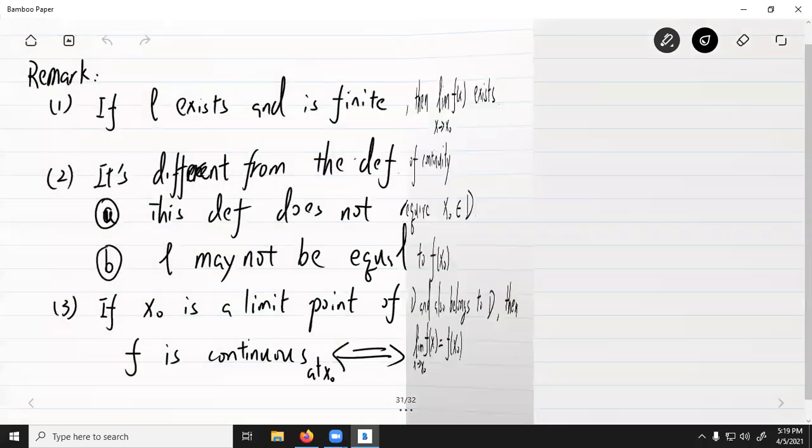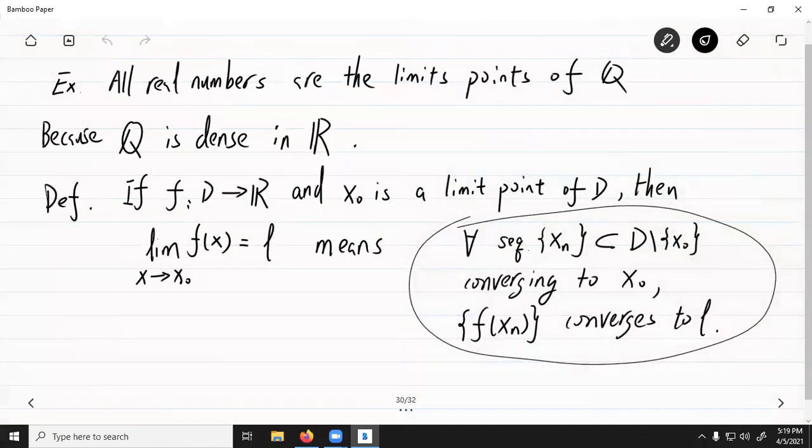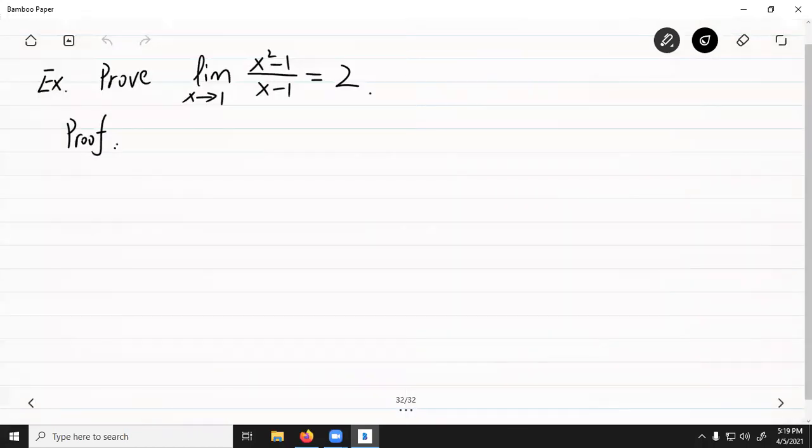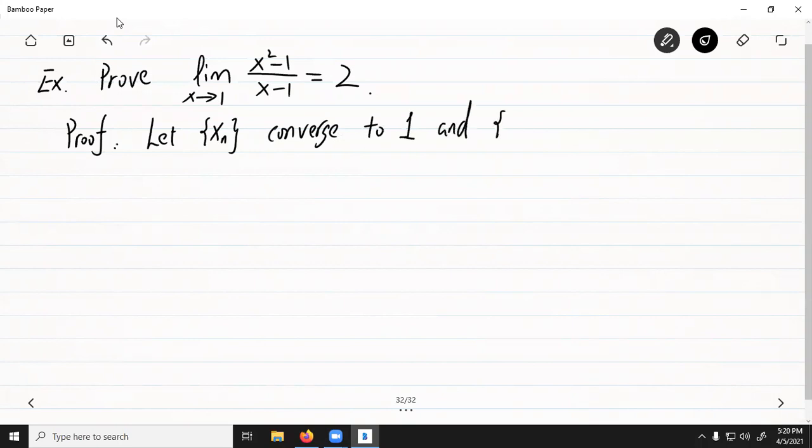So the definition says for any sequence converging to this number. Now our x0 equals 1, right? So now we let xn be a sequence converging to 1, and xn is not equal to 1 for all n. Okay, so this is an arbitrary sequence, which is not equal to 1, but converges to 1.